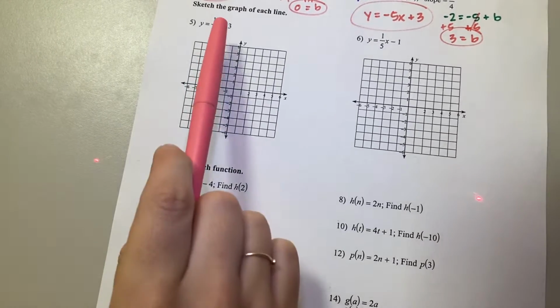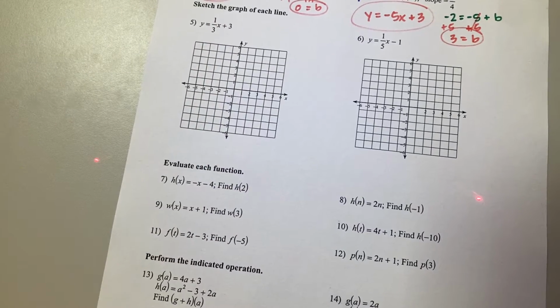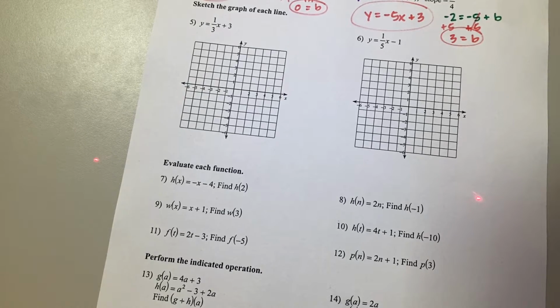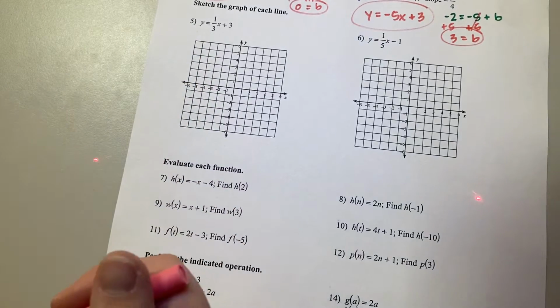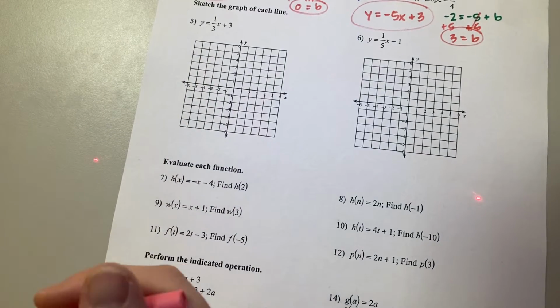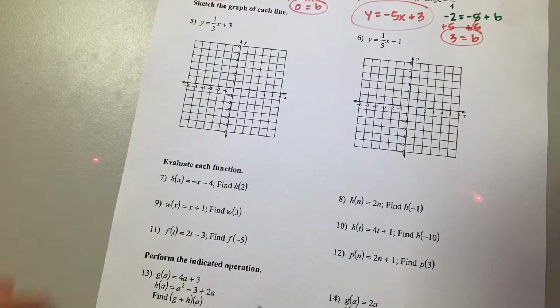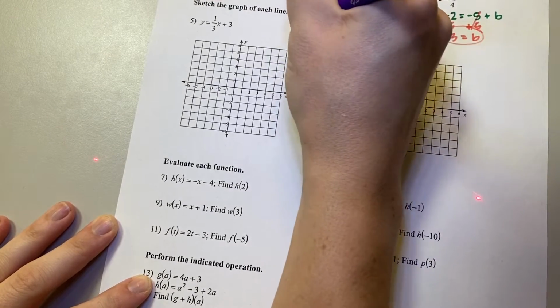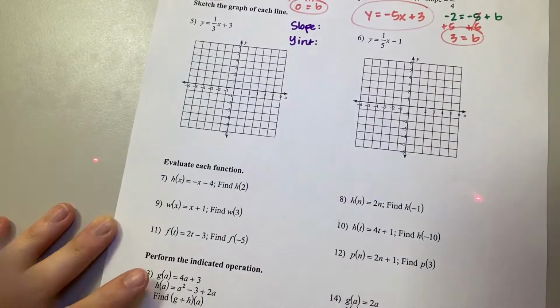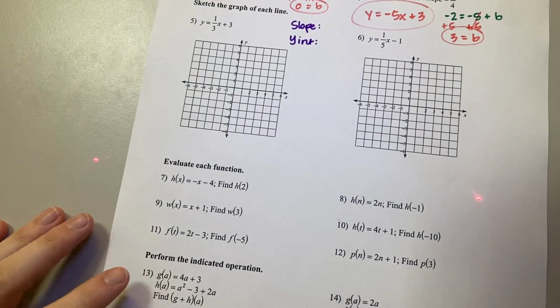Okay, for numbers 5 and 6, we need to sketch the graph of these lines. Tell me, are these equations in slope-intercept form? Yep. What tells you they are, Kaylee? What's all by itself on one side? The y. The y's all by itself. Y equals means it's in slope-intercept form. Awesome. So that means we can identify the two things we need to graph it: the slope and the y-intercept.